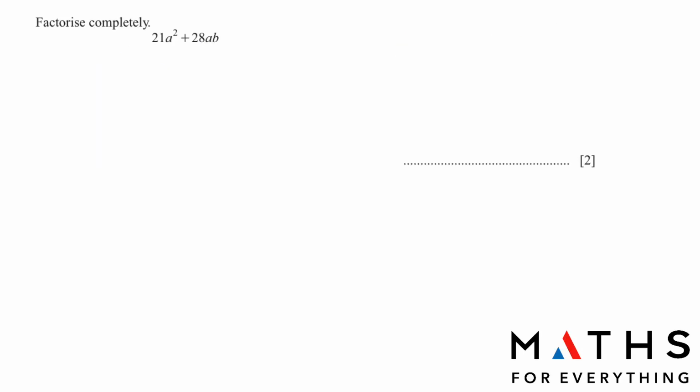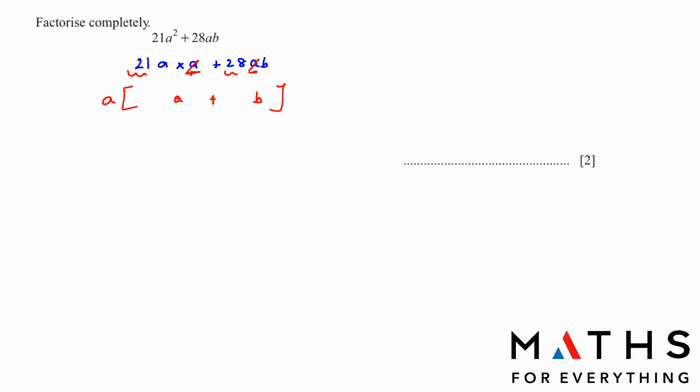Too long. Factorize completely 21a squared plus 28ab. Let's write the a squared as a multiplied by a. And there's nothing to simplify there. So what is common with the variables? a is common. We remove that out. We write it outside the bracket. There's a plus here, put a plus here. There's an a remaining and a b remaining.